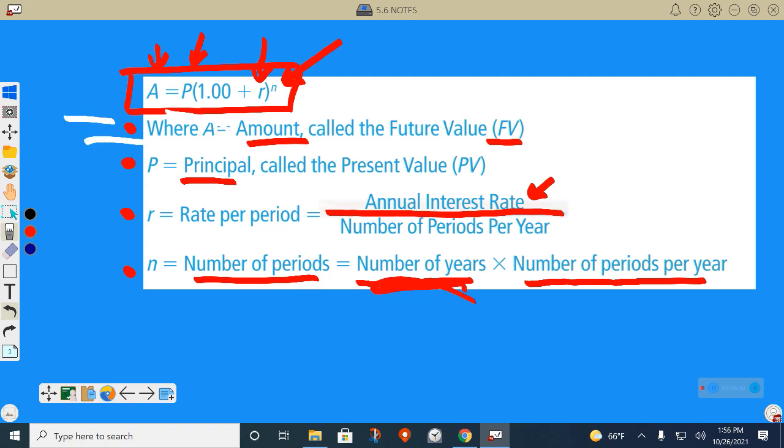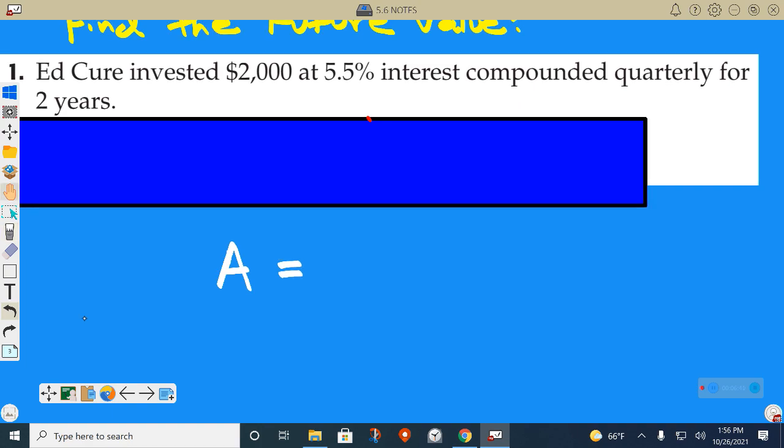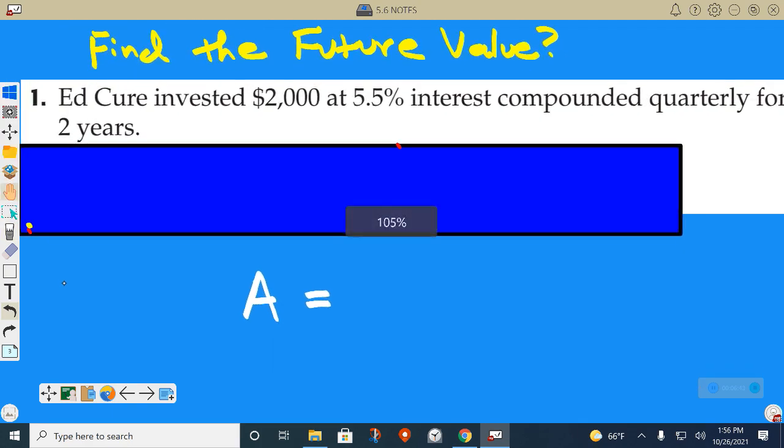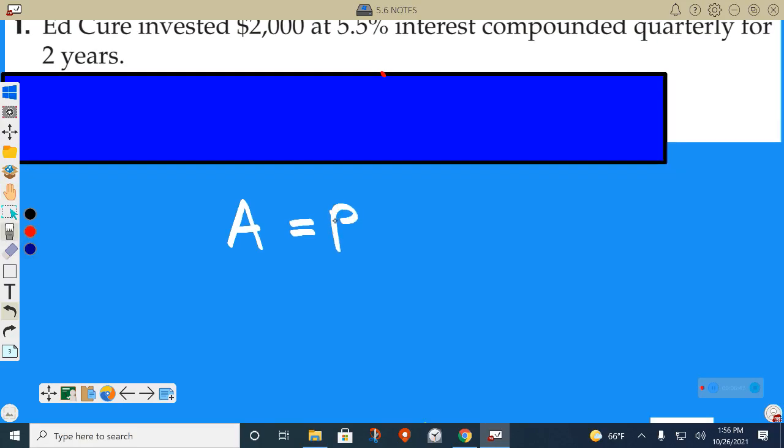It means the future value. The amount. That's what we're after. That's the mission. Find the future value. Ed wants to have his money grow. So the future value is equal to the principal times 1 plus r to the n power.